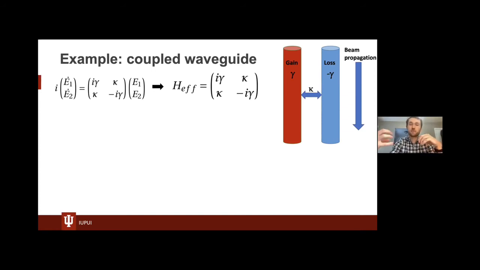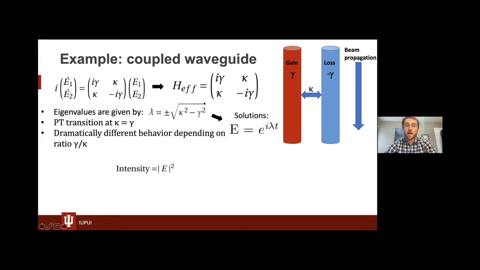If you write down the differential equations governing the evolution of the electric field in these waveguides, you find that you can describe these waveguides with an effective Hamiltonian given by this expression here, which is not Hermitian, but it is PT symmetric, which is easy to check in this situation here. The diagonal elements are your gain and loss terms, and the off diagonals are your coupling strengths.